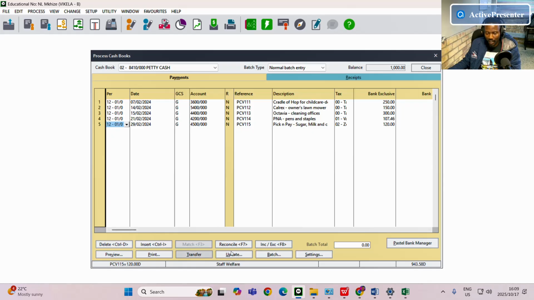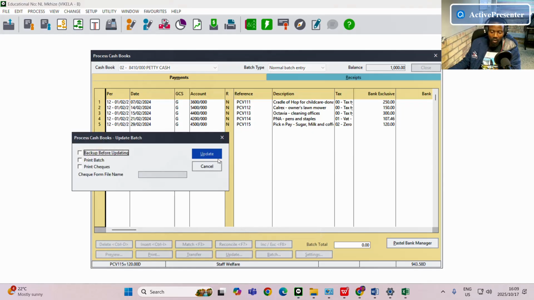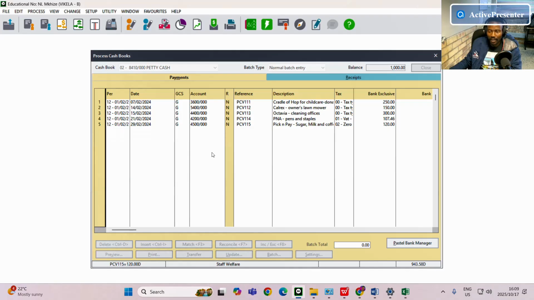Okay, let me just update this batch since it's already printed. Update. So guys, when you update, make sure you have the printout on your hand. You do not update if you do not have it with you, because as soon as you update, it will disappear. Okay, I'll just update.